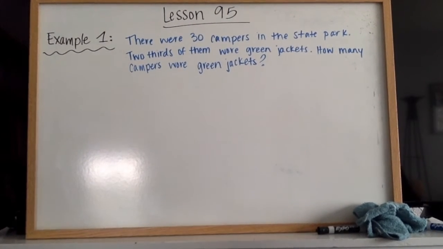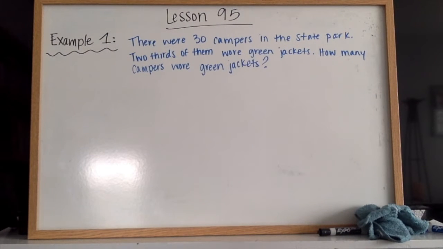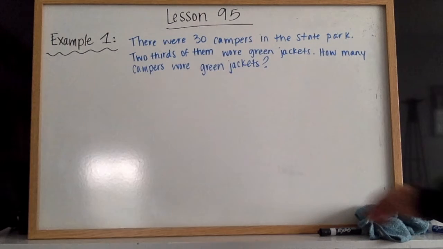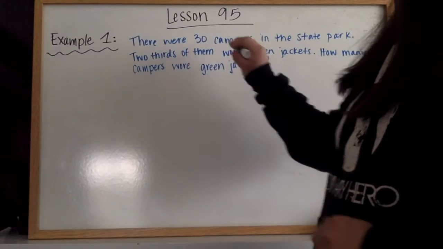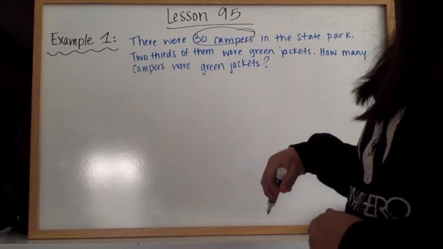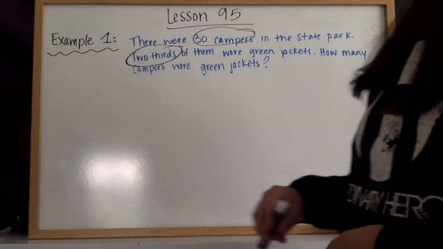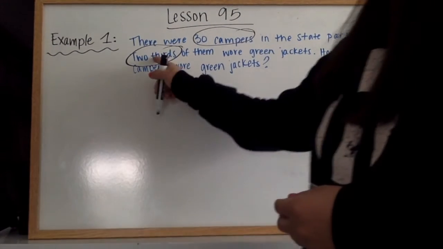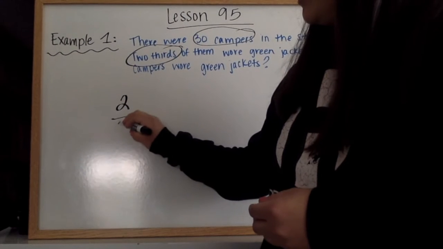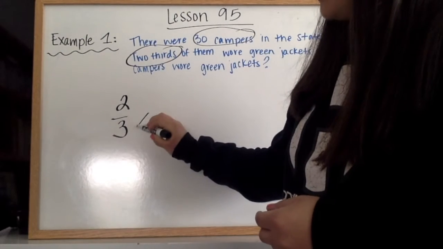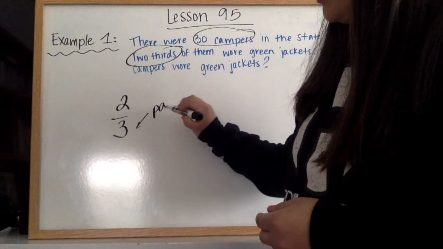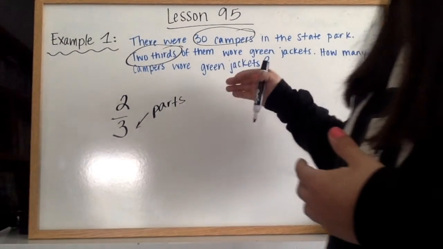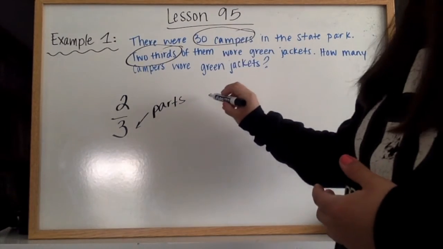There were 30 campers in the state park. 2/3 of them wore green jackets. How many campers wore green jackets? So we've got a total of 30 campers, and 2/3 were wearing green jackets. So when I see 2/3 here, I know that there's going to be 3 equal parts total that we're splitting up these 30 campers into.